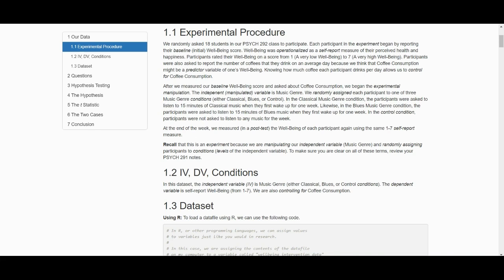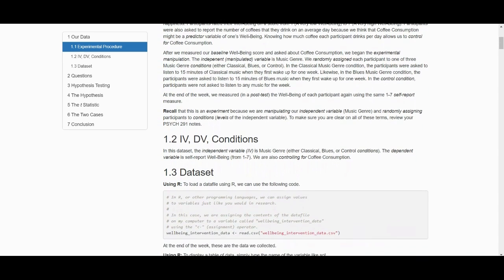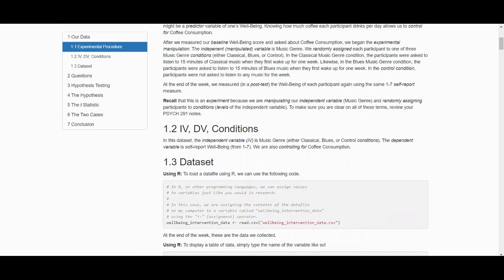Participants were also asked to report the number of coffees that they drink on an average day, because we think that coffee consumption might be a predictor of one's well-being. In real life, it's probably not. We don't know.